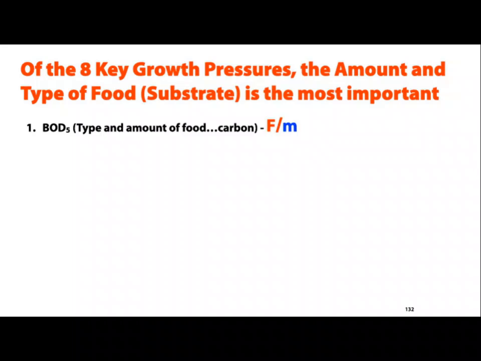Thank you. You can't control the F, and you have limited control over the M. So while it's hugely important, the bugs really don't give a rip about it, and we can't do a whole lot about it in the short term, right? And frankly, it's a hard thing to measure, because how do you measure the F? Well, we have to do a lab test of some sort. And so what do you measure F with?